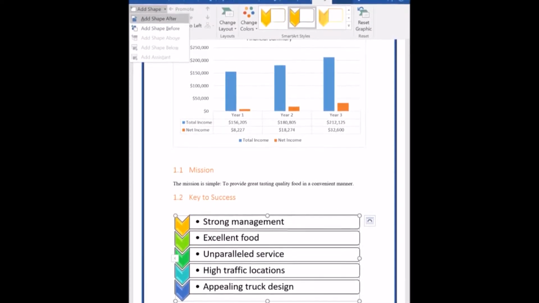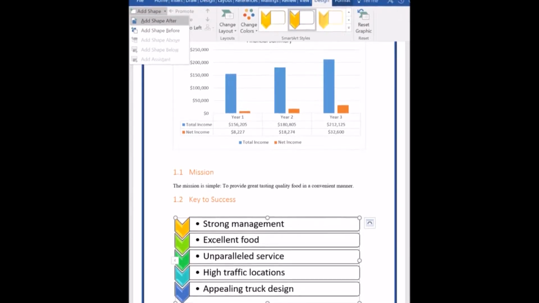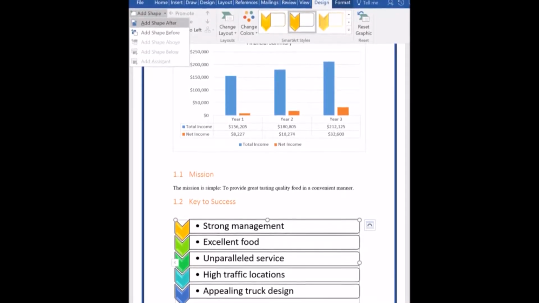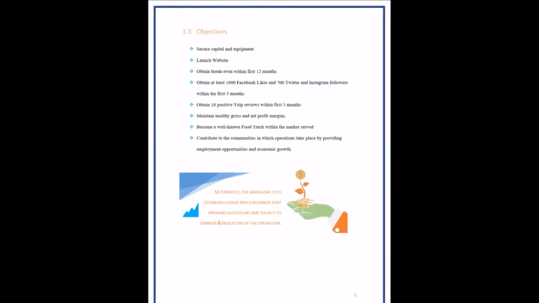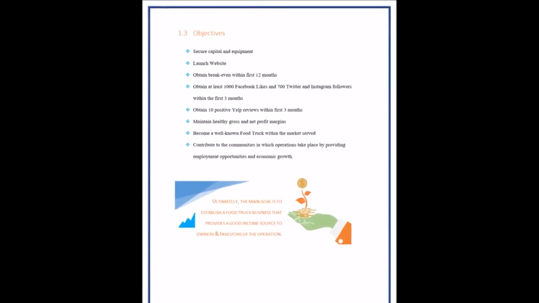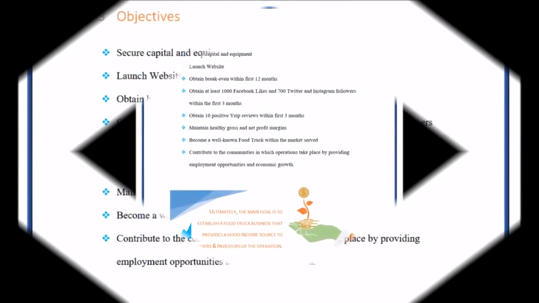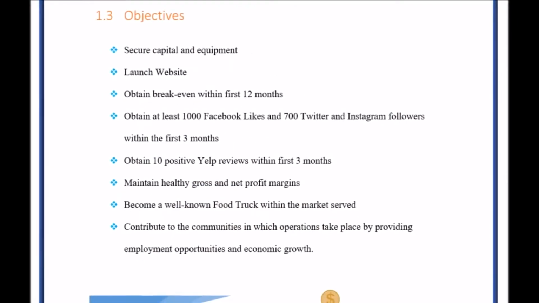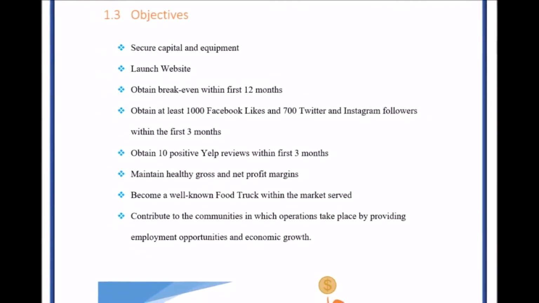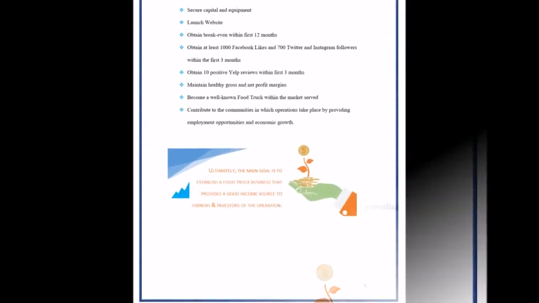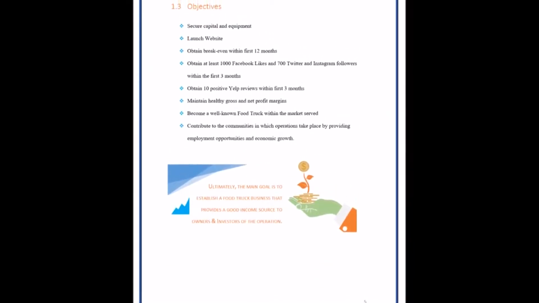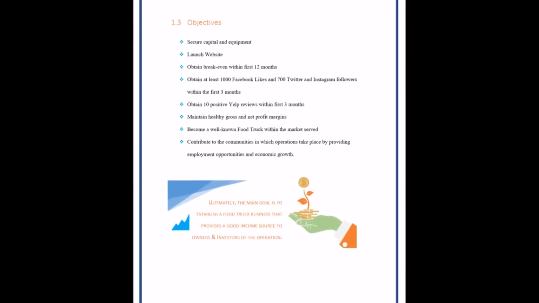Company description is next. You are provided with some sample objectives. You can use what is supplied with the template or change and customize objectives for your specific business operation.